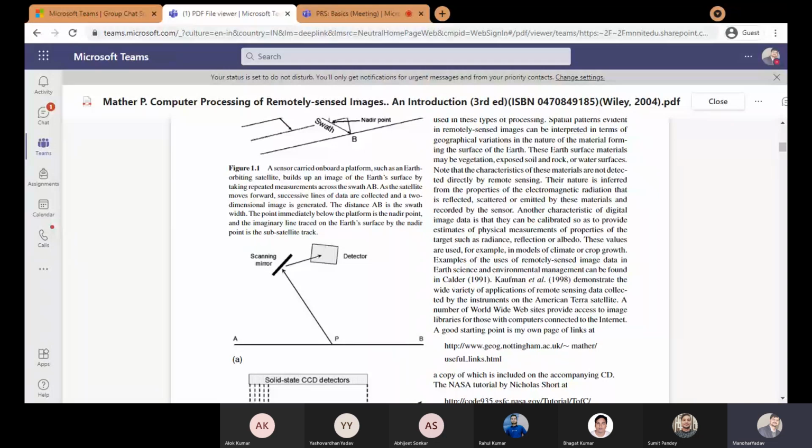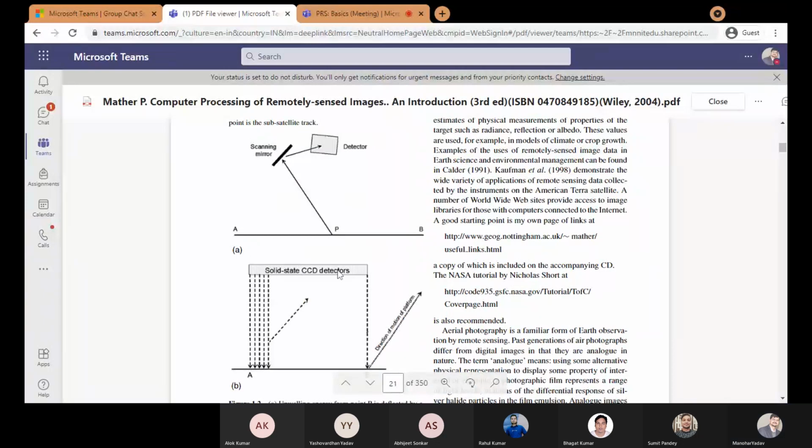As you see over here, let's say P is the center point of the ground element. The energy content which is reflected back from this area around point P goes to the scanning mirror that is inbuilt with the sensor system, and further it is detected by the square shaped detector, and there are multiple square shaped detectors combined together. We call them CCD, charge coupled devices. So it's for a brief understanding of what we mean by pixel when we see the image.